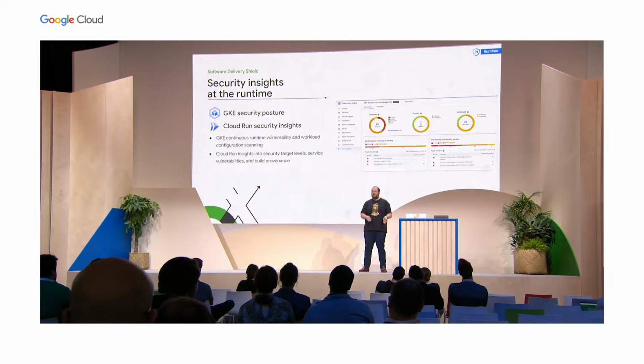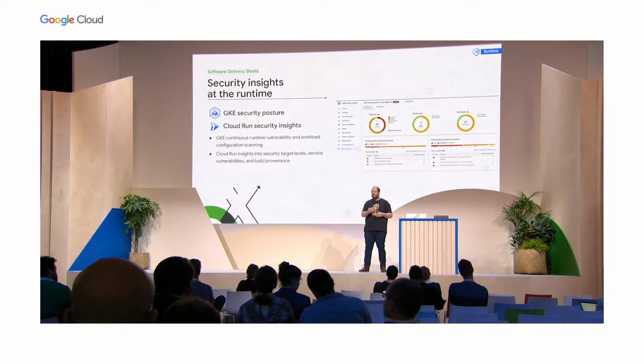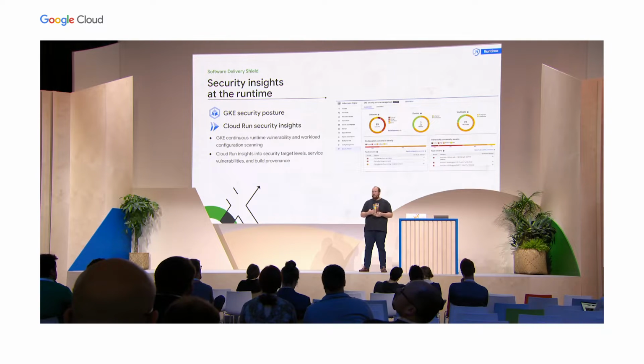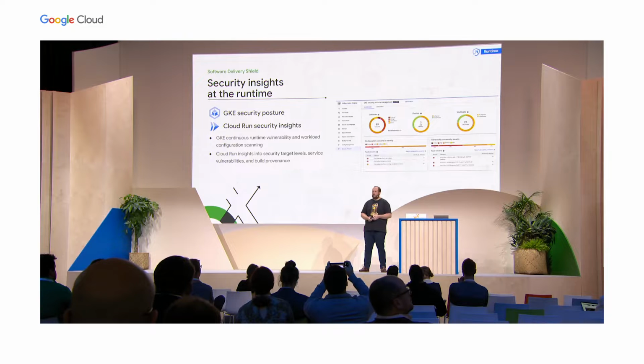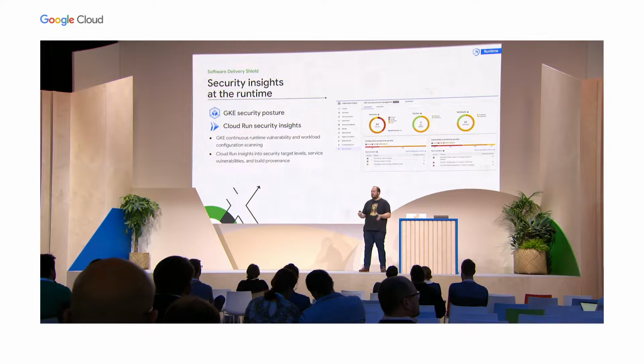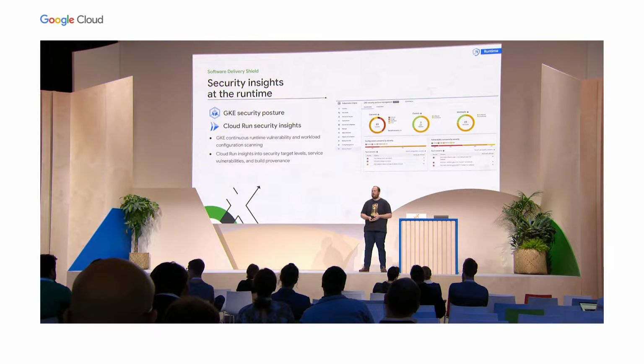On the runtime side, we get additional insights in GKE and Cloud Run. In GKE, we now have a new feature called Security Posture Management, which continuously scans your GKE environment and gives you recommendations on how to configure your workloads with PodSec security best practices, and where you have vulnerable images and workloads running in your environment. And on Cloud Run, we also have the Security Insights panel that you already know from Cloud Build, so that you can see the security posture of the container you're running.